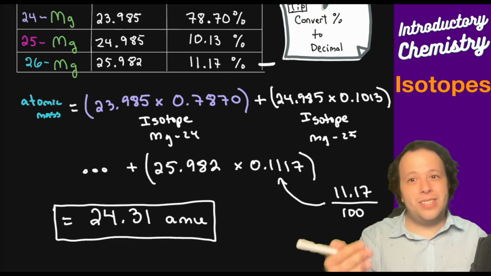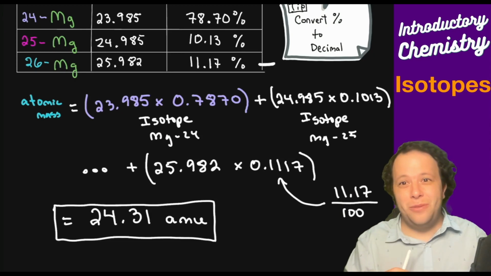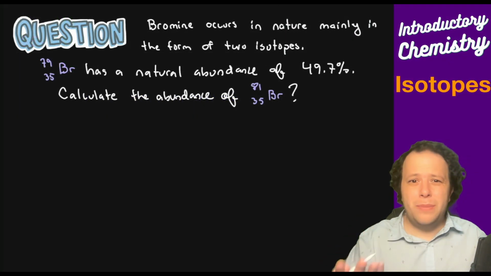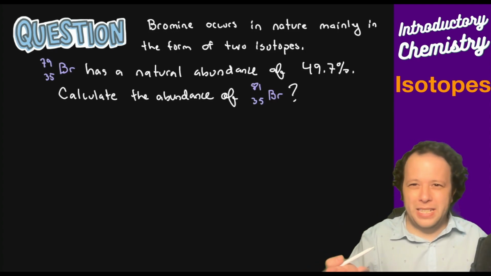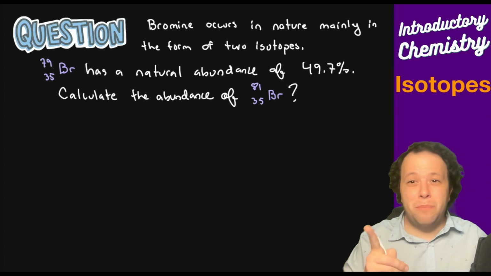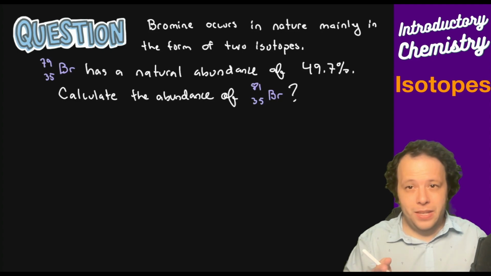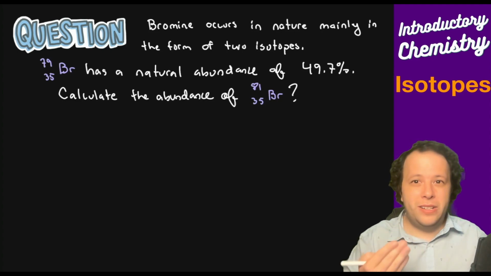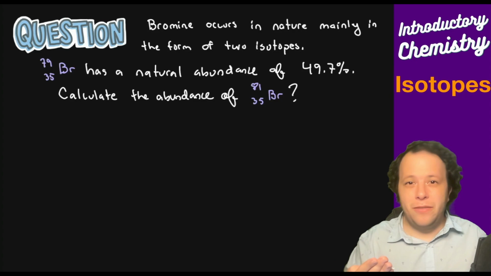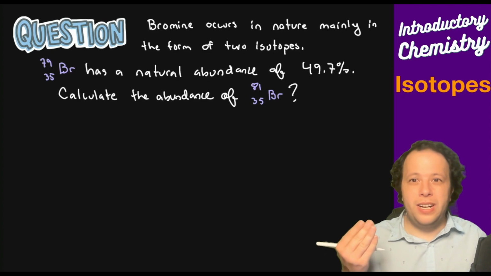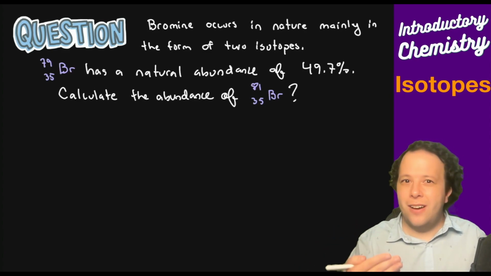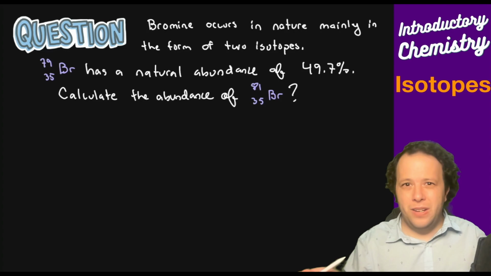On to another type of example that you might see with natural abundances. With some other types of examples, sometimes you're given problems that don't quite have all the pieces of information. However, they might be easier than you realize. So for this one, it says bromine occurs in nature, mainly in the form of 2 isotopes. It says bromine-79 has a natural abundance of 49.7%. Calculate the abundance of bromine-81.